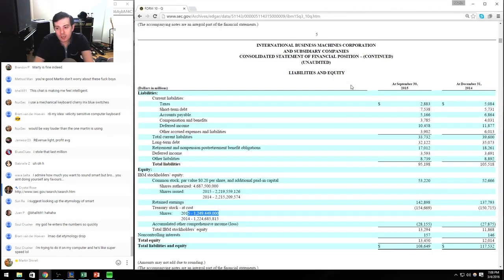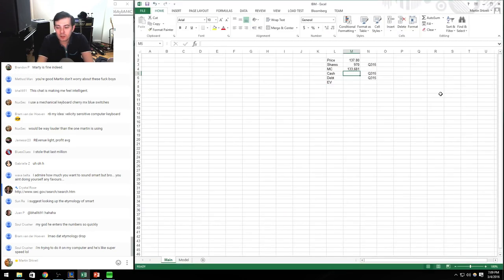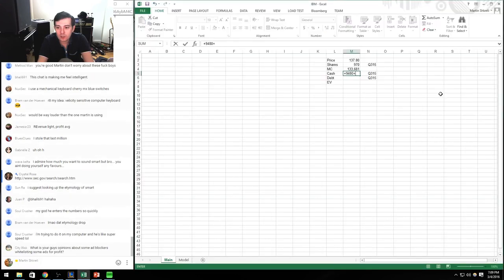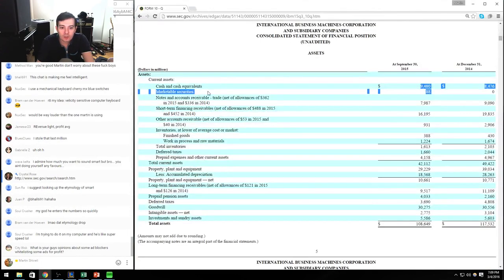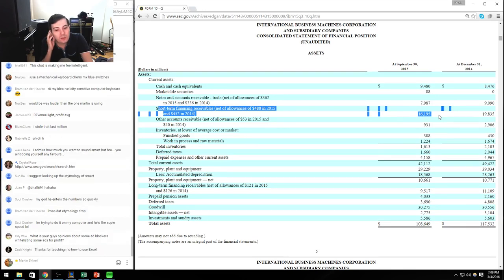How about cash and debt? All right, cash looks like they have 9,480 million and then 88 million in securities. So I include that 88 million. They have accounts receivable, financing receivables. That's interesting. Financing receivables. How do we treat those? Interesting.